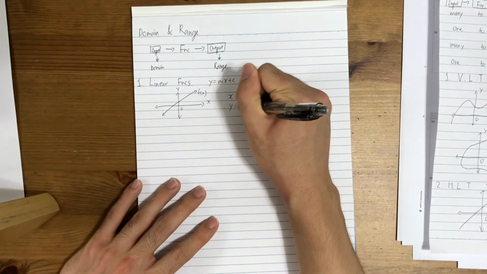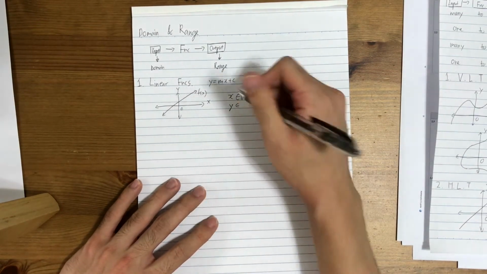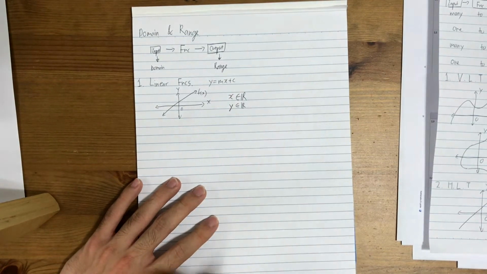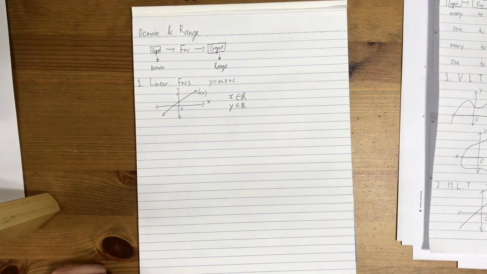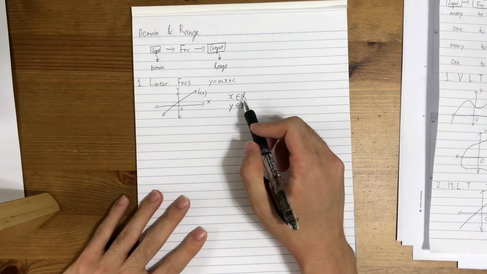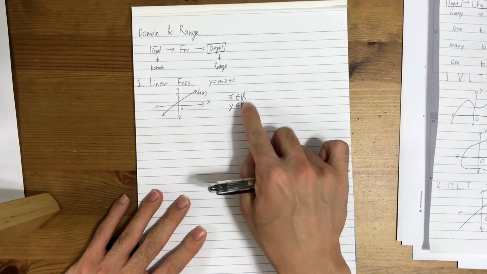Similarly, there's no restriction on the range as well. That means y can be anything. So we can write it like this: y belongs to real numbers as well. Okay, so for every linear function, unless there is a specified condition in the question, the domain and range must be defined like this.